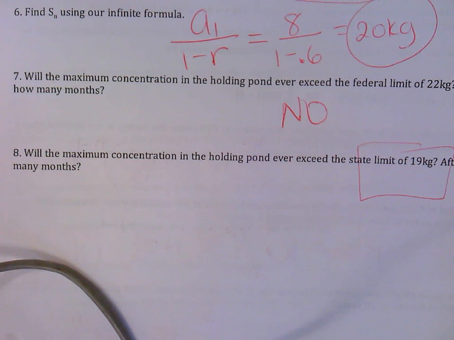So depending on what state you're in, if they change the EPA guidelines, you might have to adjust how much you're going to shock your pond with, right? Because you don't want it to go over. Or maybe you'll skip a month and let it go back down before you add more. So what month does it go over? Did you figure it out?